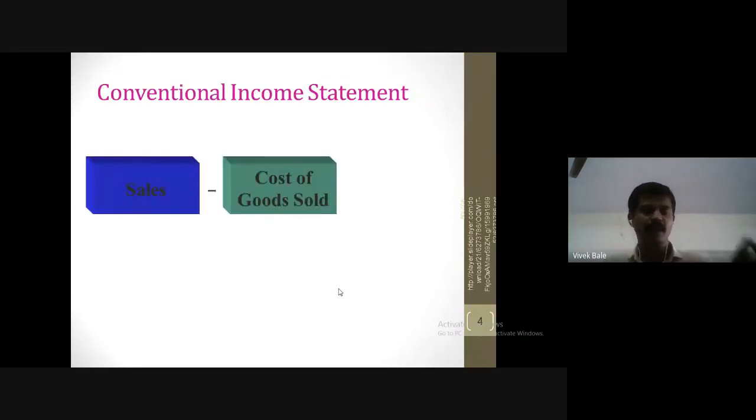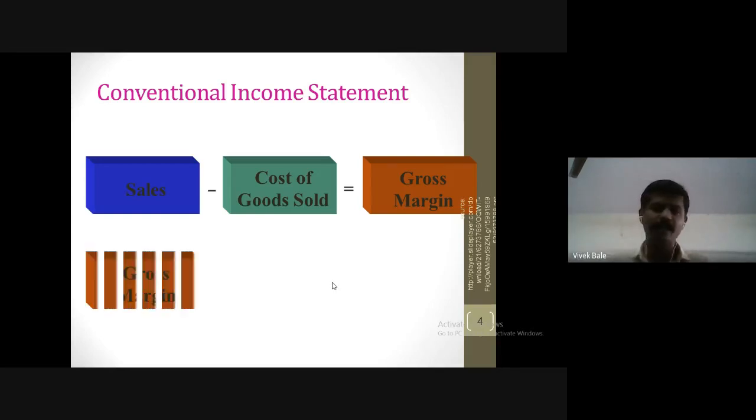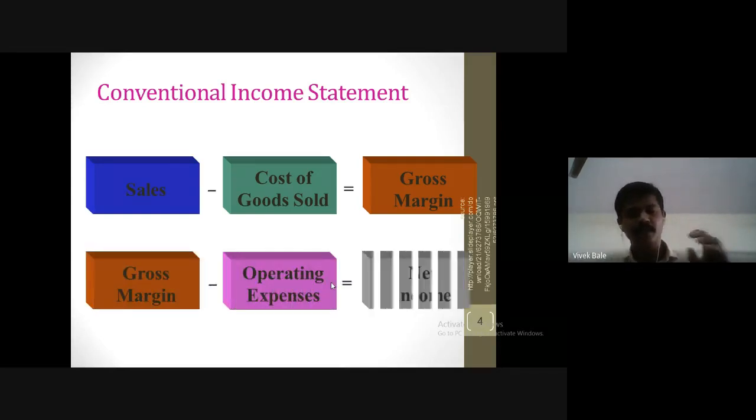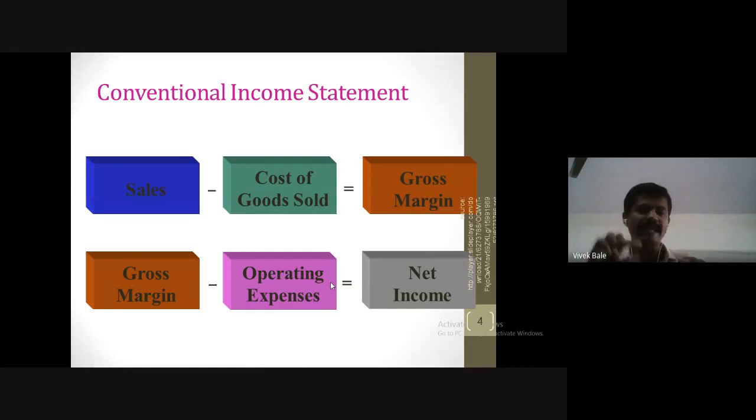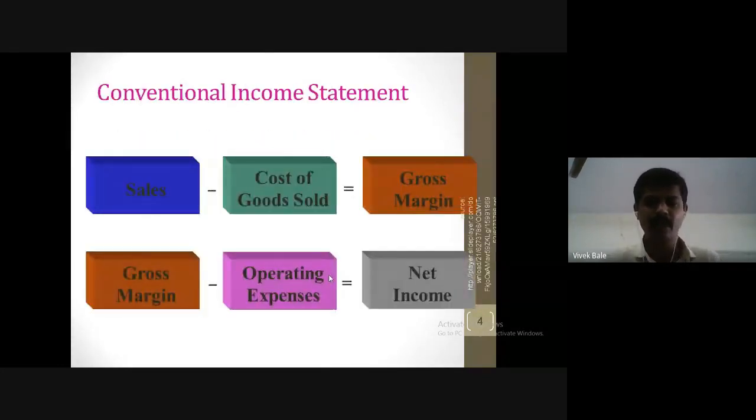That is, you just put sales. From that sales, we minus the cost of goods sold. We get the gross profit in the trading account. And from gross profit, if you minus all the operating expenses of the profit and loss account, we get the net profit, that is income, which we call profit. But the same thing in marginal costing is done in a different way. How is it different?